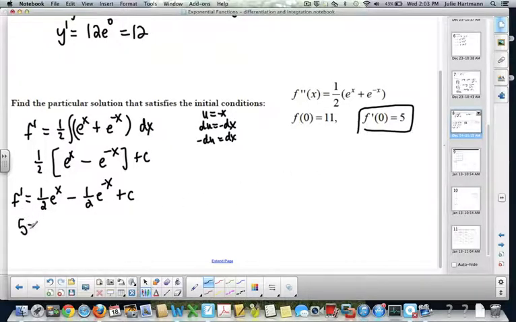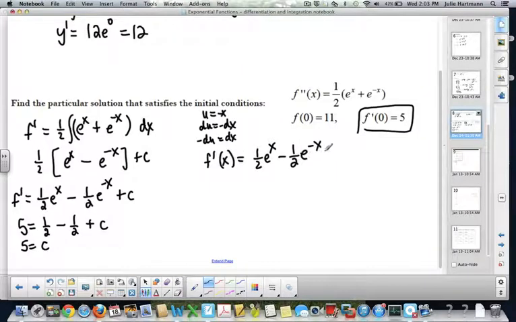You know that f prime of 0 equals 5. So 5 equals 1/2 times e to the 0, which is just 1, minus 1/2 times e to the negative 0, which is just 1, so 1/2 plus c. Therefore, you get c equals 5. So f prime of x equals 1/2 e to the x minus 1/2 e to the negative x plus 5.